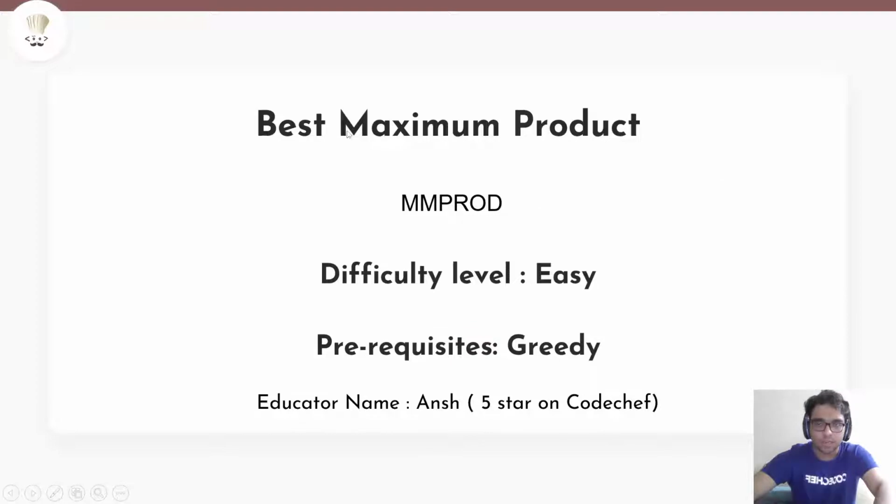Today we're going to be solving the problem Best Maximum Product. The difficulty level for this problem is easy and the prerequisites require a basic knowledge of greedy algorithms.